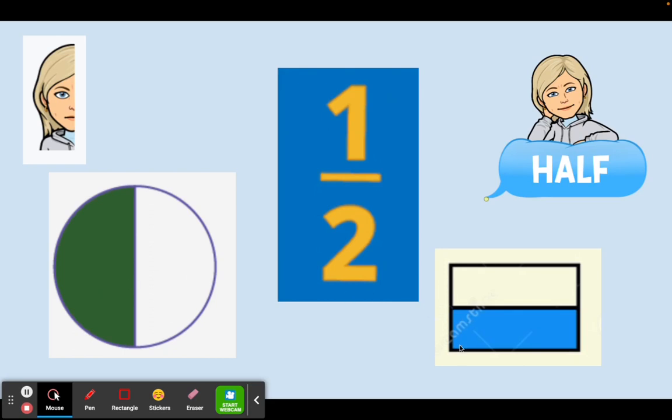Over here with this length or a different shape, a rectangle, we've got half of the shape here in white and half of the shape in blue. The whole rectangle has been broken into two parts. So that's what a half looks like.